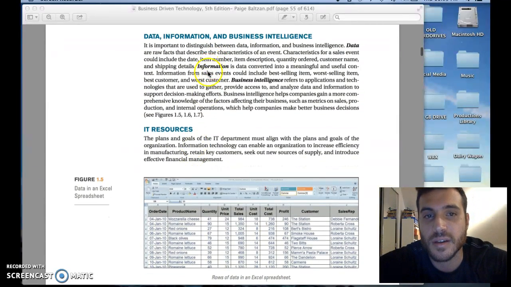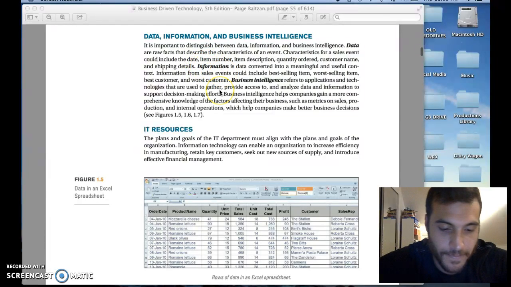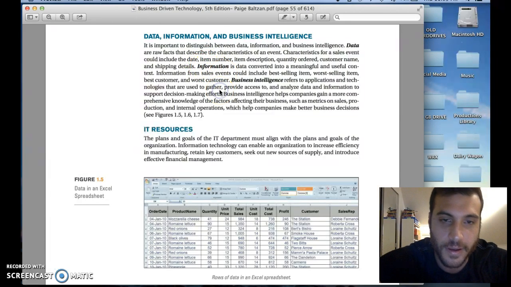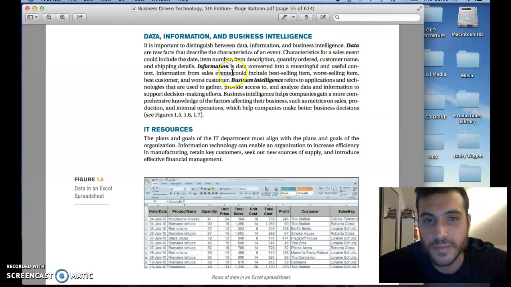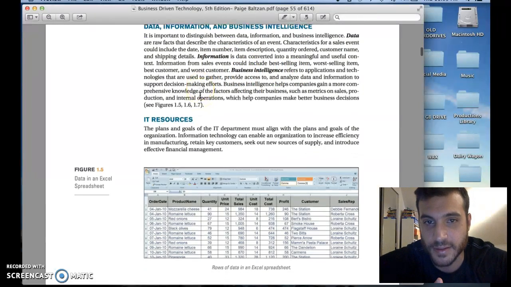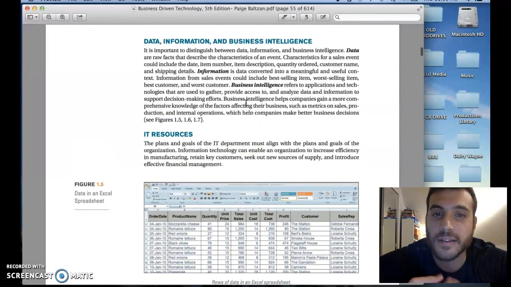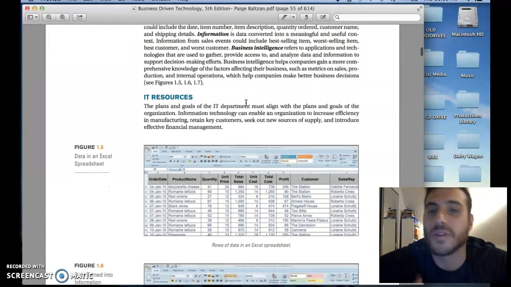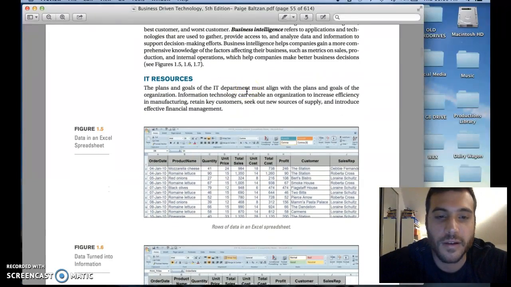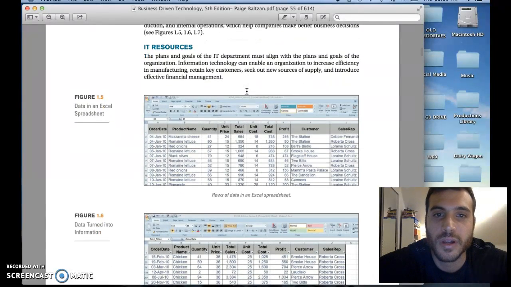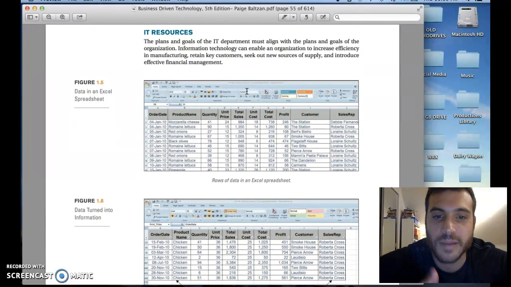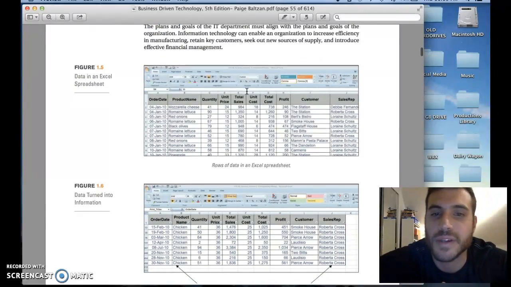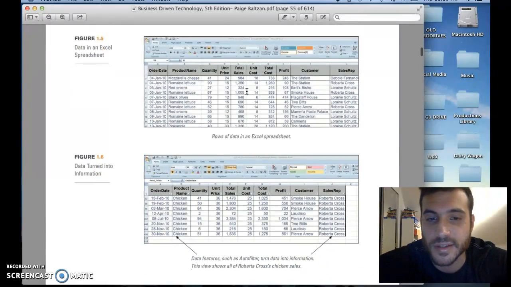So this here has the meaning of information. It says it's data converted into meaningful and useful contexts. If you think about that, the people that know how to use this tool are the ones that have succeeded. In order to be successful, you'll have to be able to innovate and use information technology to your advantage, because it is a great tool.